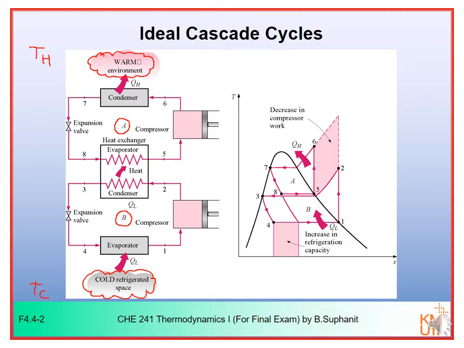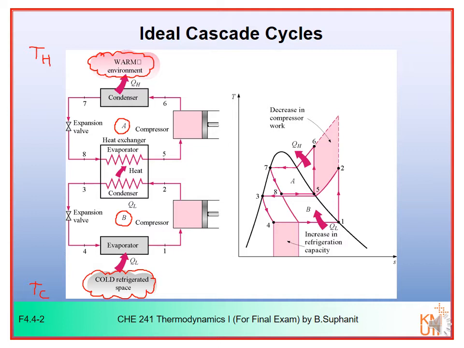is on top here. And the heat rejection from cycle A will be rejected to the warm environment in this case. So you can see you have two cycles operating in a cascade manner, one on top of the other one, A on top of B, like this.